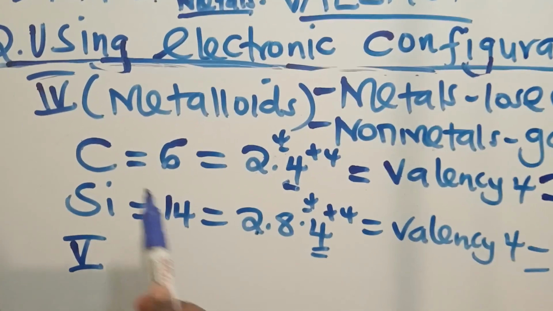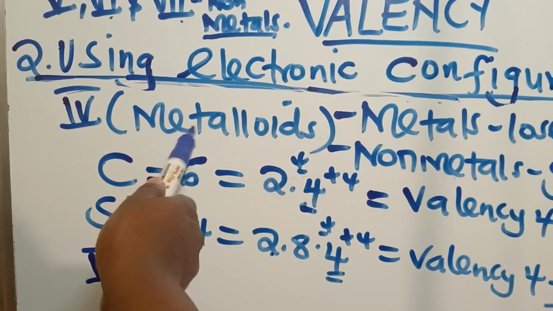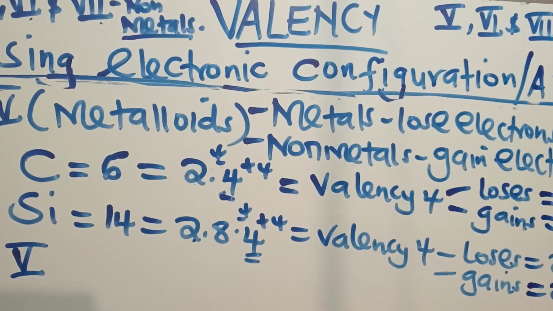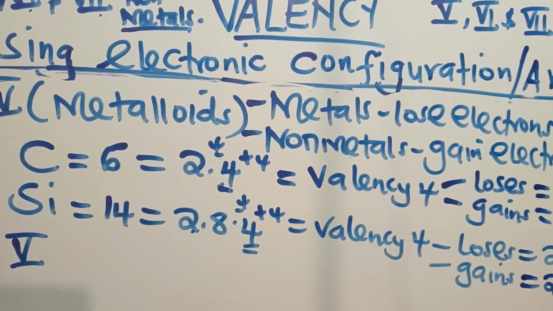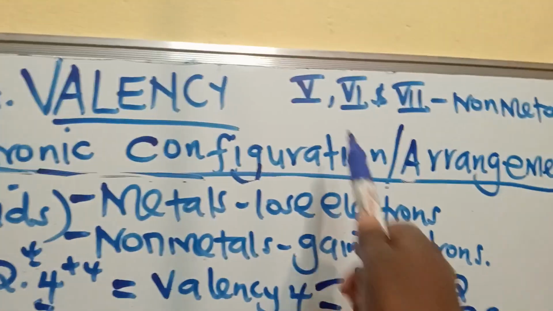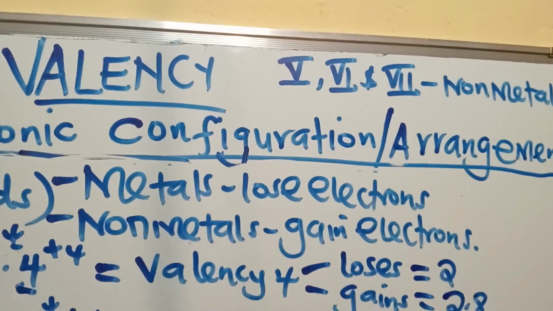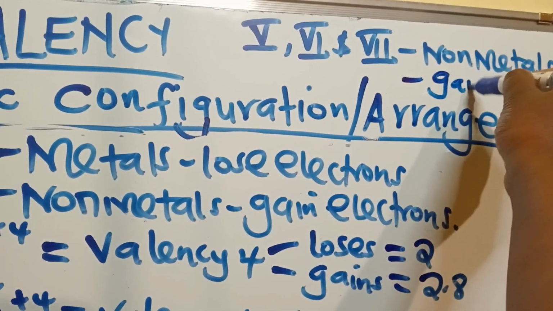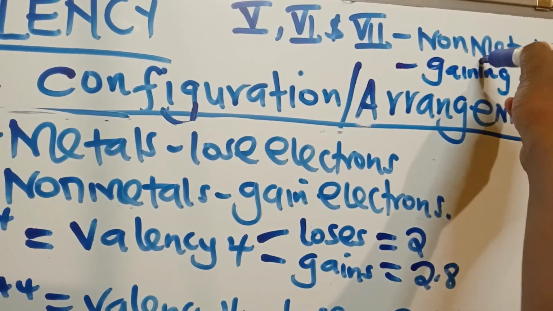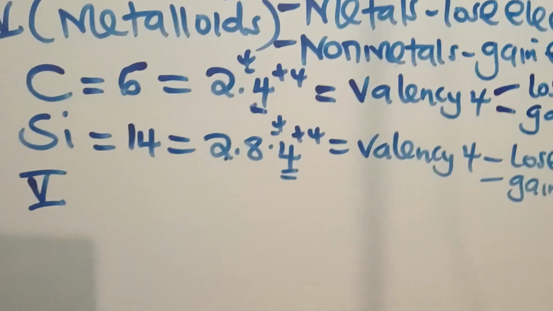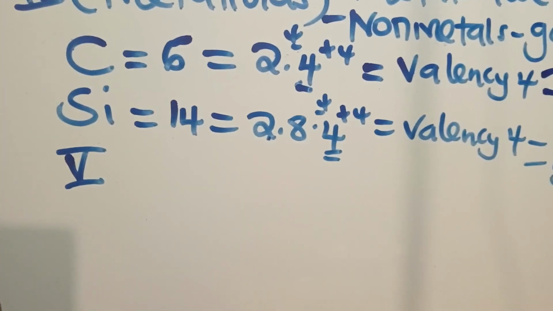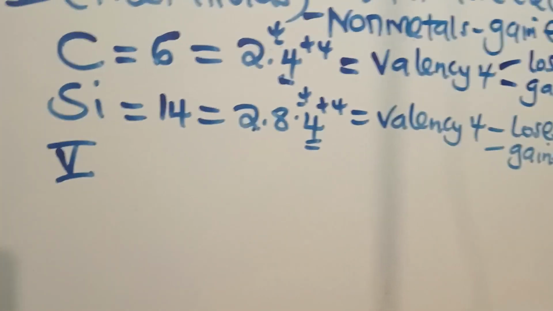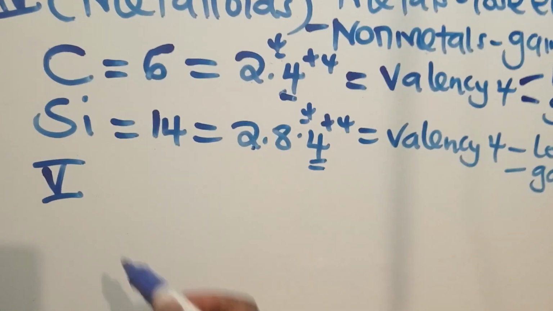Group 4, that is in the middle, they are known as metalloids. They can fall onto any side. The side of metals, they lose electrons, and on the side of nonmetals, they gain electrons. Now group 5, 6 and 7 are nonmetals, and they react by gaining electrons into their outermost energy level. So when we come to group 5, then 6 and 7, they will also be gaining because they are nonmetals.